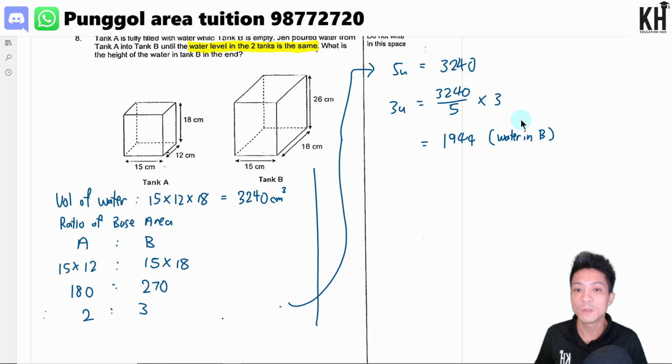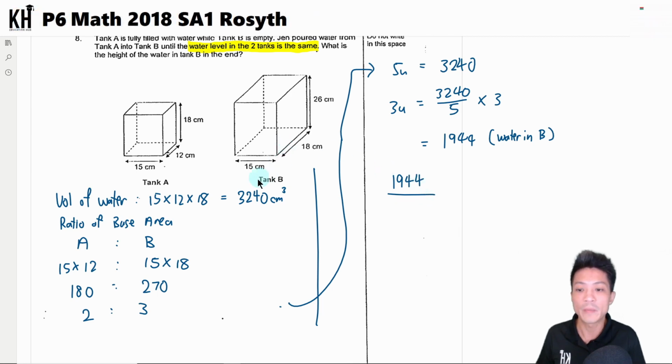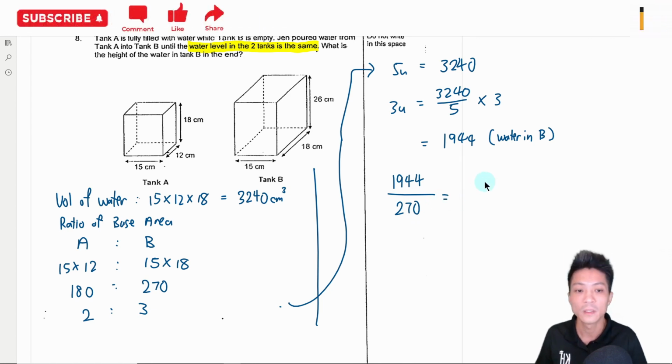If we want to find the height of water in tank B in the end, we just need to use the volume of water divided by the base area of B. The base area of B is 270, right? That will give me 7.2 centimeters. This will be the answer for question 8.